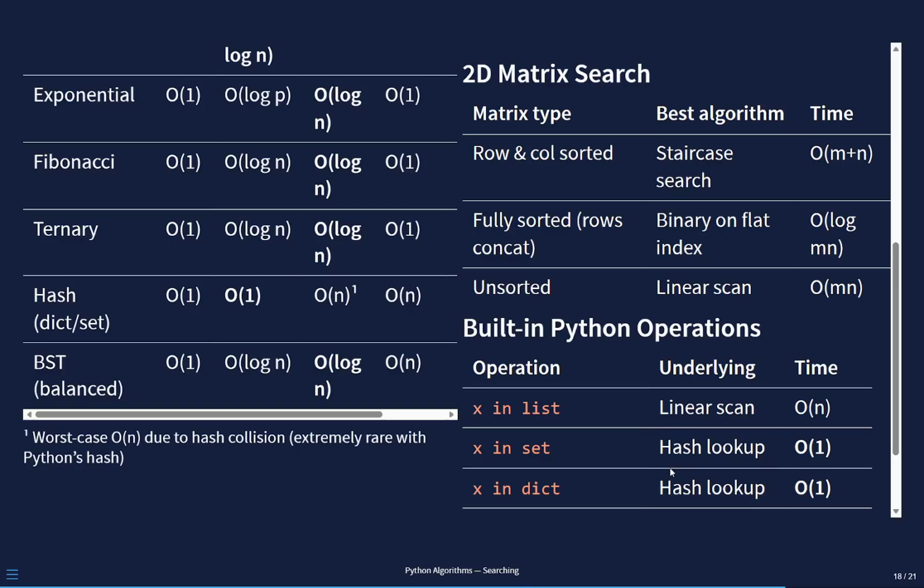Click. 2D matrix search summary. A row and column sorted matrix uses staircase search at O(m plus n). A fully sorted matrix, treated as row concatenation, uses flat binary search at O(log mn). An unsorted matrix requires linear O(mn).